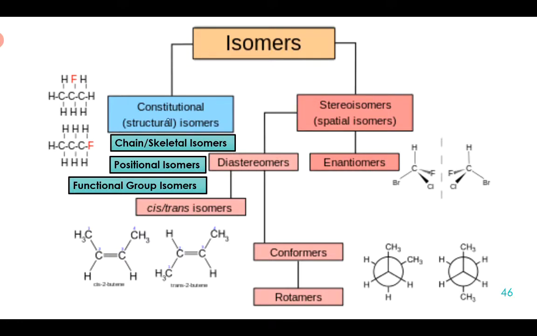Isomers can either be constitutional isomers, meaning they have a different connectivity of atoms. Subtypes of constitutional isomers include skeletal isomers, positional isomers, and functional group isomers. And on the other side of the tree, we have our stereoisomers, which are spatial isomers. They have the same connectivity of atoms, but they have a different 3D arrangement in space. We had previously introduced our cis-trans isomers, which are a type of diastereomer, when we talked about our alkenes.